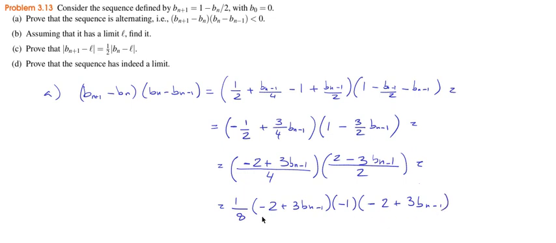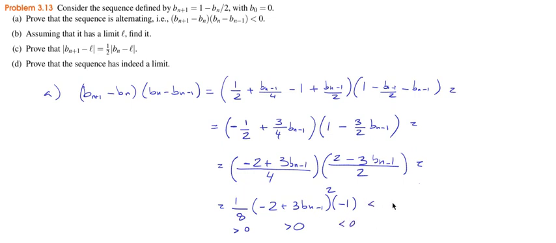Now this thing and this thing are the same, so we have a square here. This thing we can rewrite like this. This is a square, and we can erase this. So now we have 1/8, which is positive, times minus 2 plus 3 b sub n minus 1 squared, which is positive because it's a square, and minus 1, which is negative.